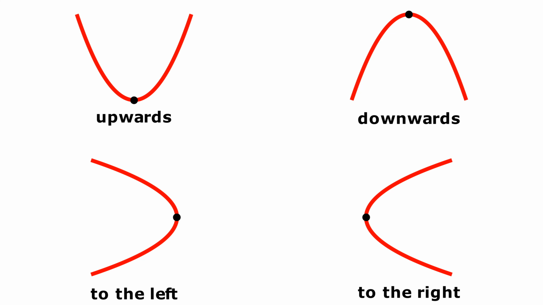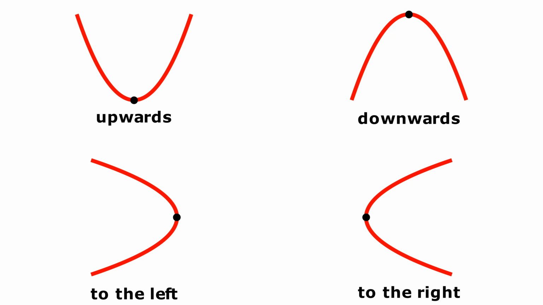In contrast, in the top right corner, we have a parabola that opens downwards with its arms extending infinitely toward the bottom of the screen. This is another vertical parabola, but this time, the vertex is the highest point on the parabola, and the arms of the parabola descend on both sides.